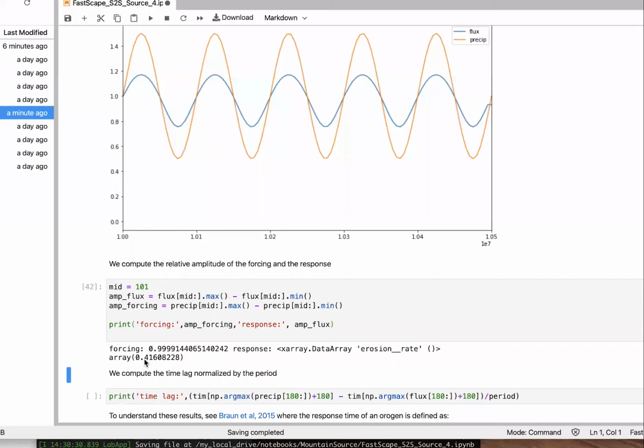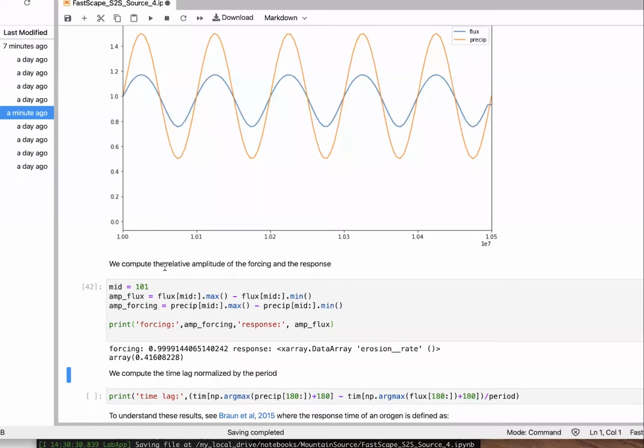Because the erosion rate is proportional to the precipitation to the power m, and therefore the amplitude is scaled down by this factor m. Let's just check that, okay? So you can do it. I'm going to let you work on it in a minute.